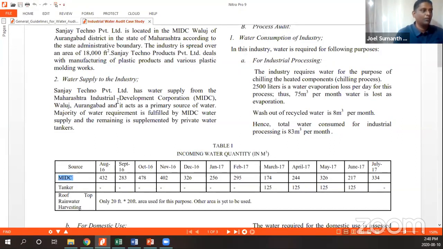Maharashtra Industrial Development Corporation is the case we have taken here. How much is the corporation supplying them? How much are they buying from tankers for each month? And how much water are they getting from rainwater harvesting? Okay.